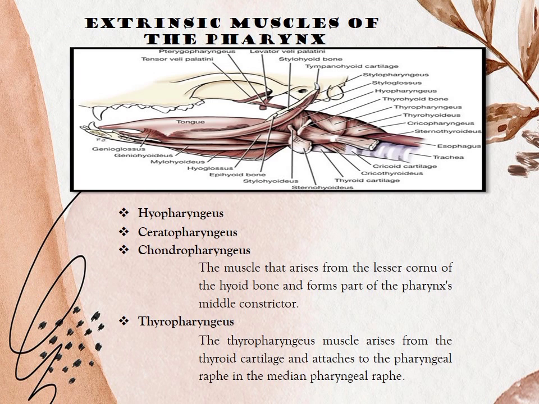Intrinsic muscle of pharynx. First one is hyopharyngus. Is a thickened fold on the floor of the mouth of many insects that resembles a tongue.